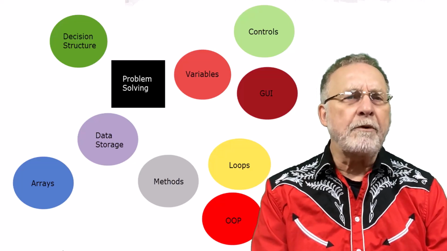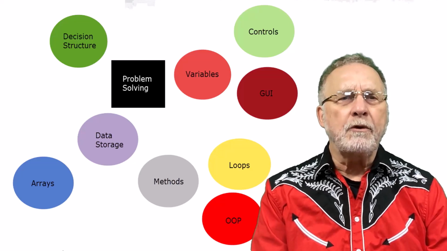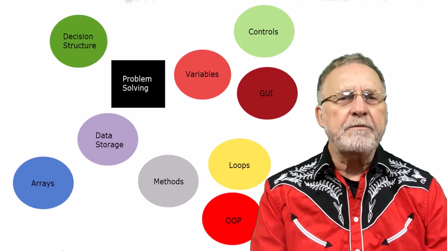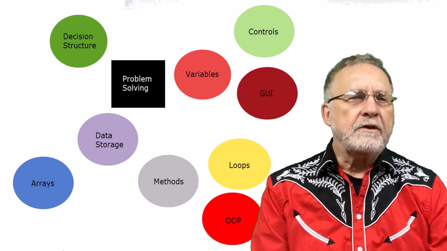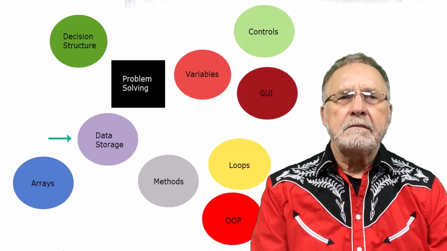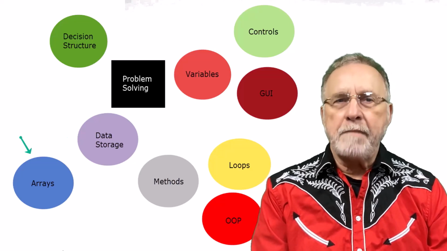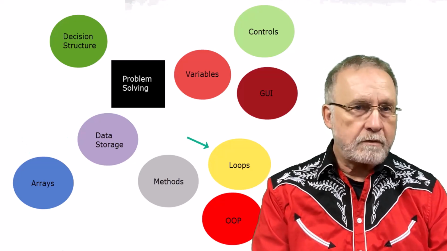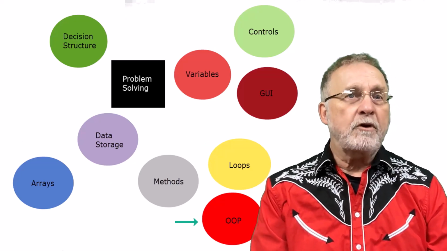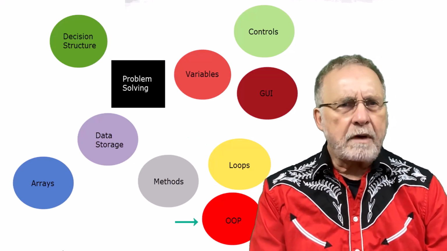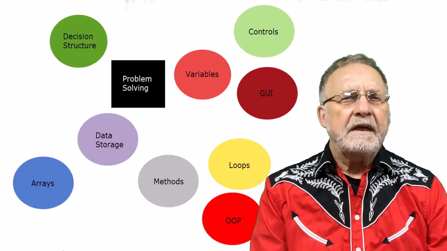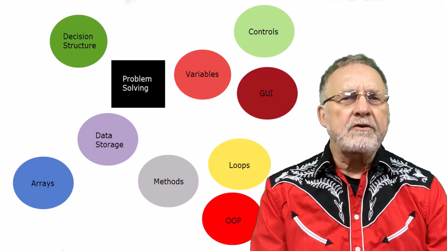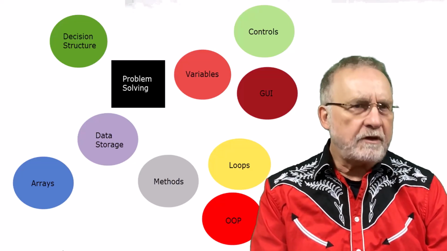And each of those bubbles represents many different tools, all of which are categorized by the name found in the bubble. You can see data storage, arrays, methods, loops, object-oriented programming, or OOP, and so on. We'll get to all of these later. And we just finished with decisions, so that tool is available to us now. We can start using it.